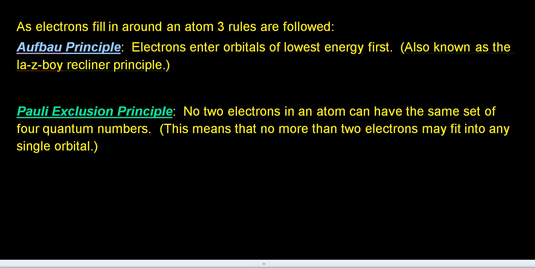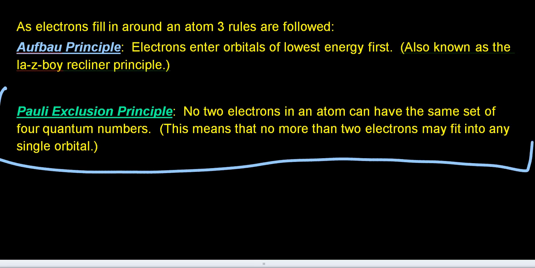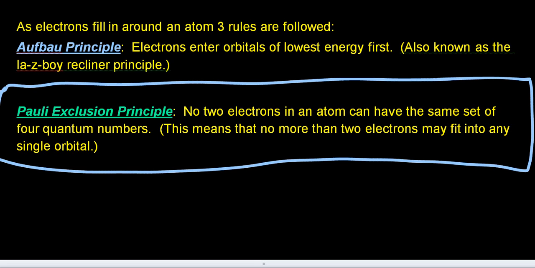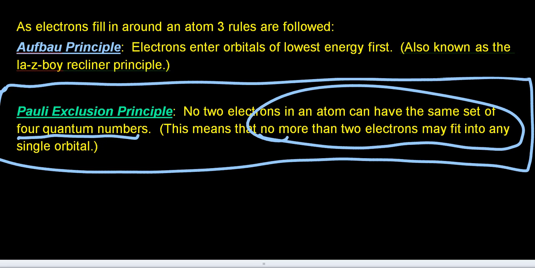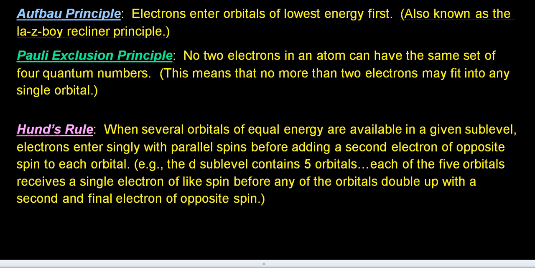A second rule is known as the Pauli exclusion principle. The Pauli exclusion principle tells us no 2 electrons can have the same set of 4 quantum numbers. Translation on this is that no more than 2 electrons may fit into any single orbital.